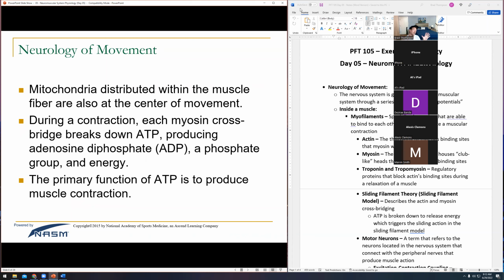So one of the big things that we're talking about is blood flow. Why do we need blood flow? Because it delivers oxygen and nutrients, right? It delivers glucose, which is a fuel source. It delivers oxygen, which is a major, major, major fuel source, right?